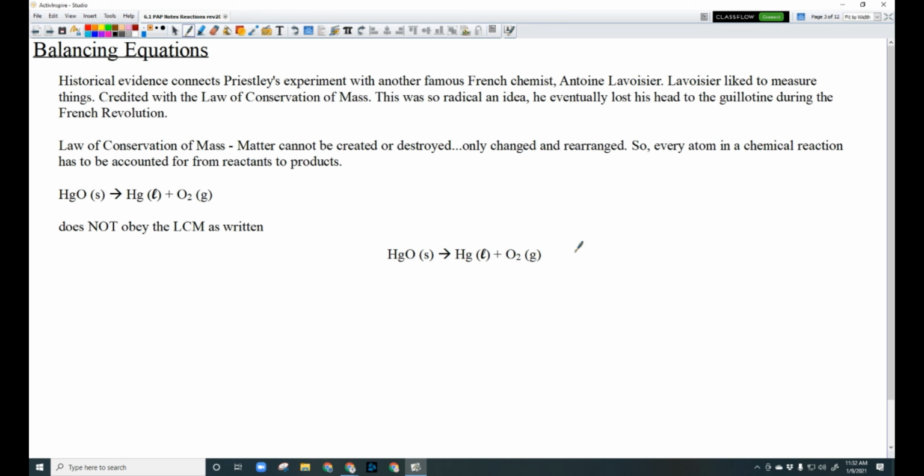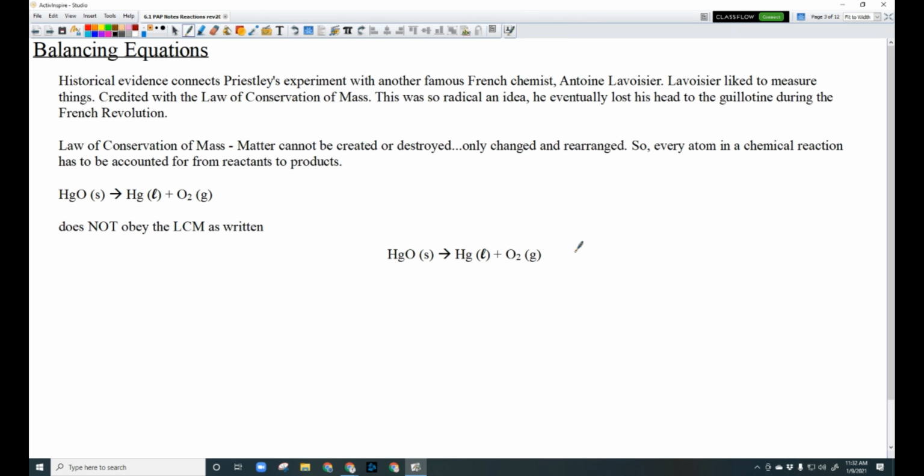Well, let's talk about balancing reactions. I know that you've talked about balancing reactions a little bit in junior high, but we're really going to get into it in chemistry. And this is really going to be the backbone from this point forward of the rest of the chemistry that we have for this year.